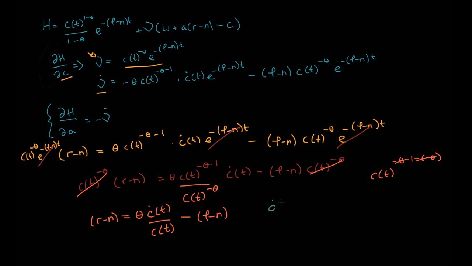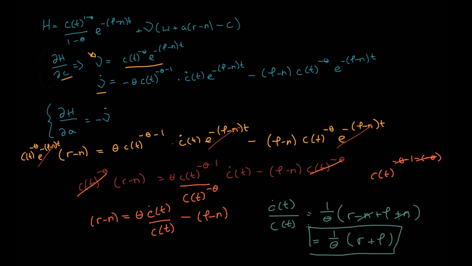It's going to be c dot(t) over c(t) equals 1 over theta times (r minus n plus rho plus n). So this n and this n cancel, and that's going to equal 1 over theta times (r plus rho). And that's the Euler equation.